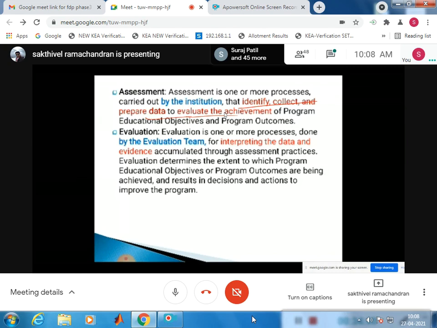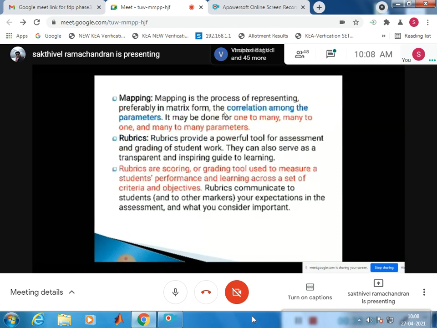Evaluation is generally done by the team, which will be an on-site visit by a team of members. They will go through the interpretation of the data and the evidences that have been provided, and based upon that, the accreditation process is done. Mapping, as I said, could be one to many, many to many, many to one. All these types of mapping could be there. A single course outcome can map to multiple program outcomes. So always you will be having a mapping.